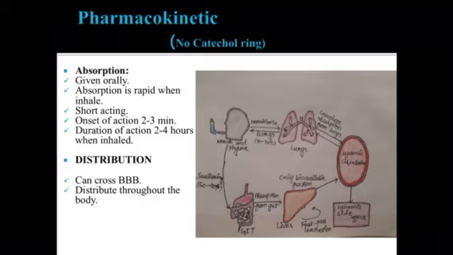Salbutamol is a short-acting drug. The onset of action of salbutamol is 2 to 3 minutes and it has a duration of action of 2 to 4 hours when given through the nasal route. Distribution of salbutamol. Salbutamol can be distributed throughout the body because it can cross the blood-brain barrier.